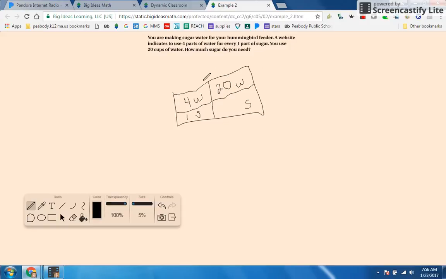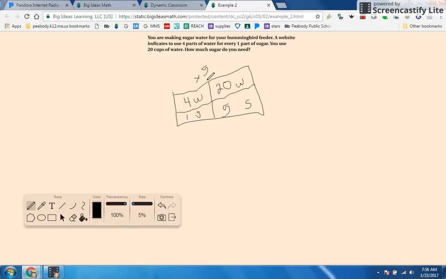So same thing, now that we made our ratio table, we're going to solve it just like we did on the other 2 problems. So we have to figure out what times 4 is 20, which is 5. So we're going to multiply the bottom number by 5. The bottom number is 1. 1 times 5 is 5. So if you wanted to have 20 parts of water, you need 5 cups of sugar. So that's how you would do this from making a ratio table.